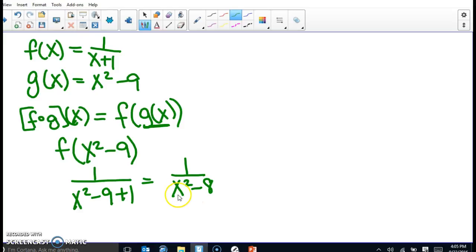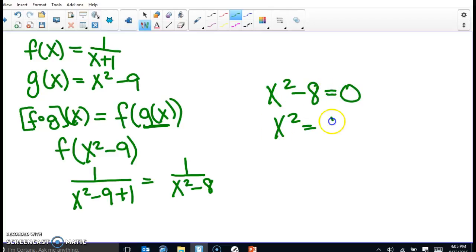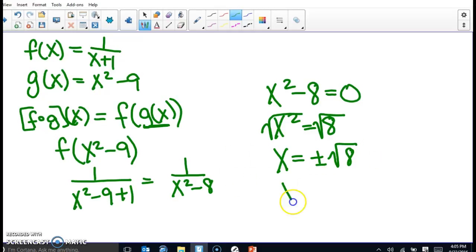And so now looking at this, we need to take care of our denominator here. We need to ensure that it's never going to be equal to 0. So what we're going to do is set x squared minus 8 equal to 0, and we're going to solve. So we get x squared equals 8. Square root both sides. x equals plus or minus the square root of 8. We can simplify that a little bit as x equals plus or minus 2 square root of 2.